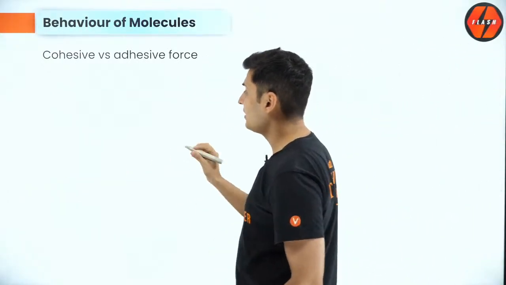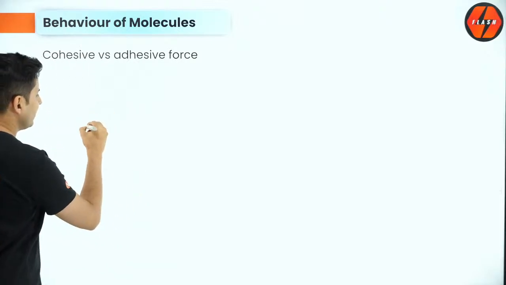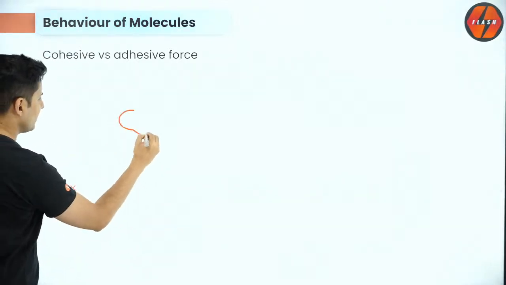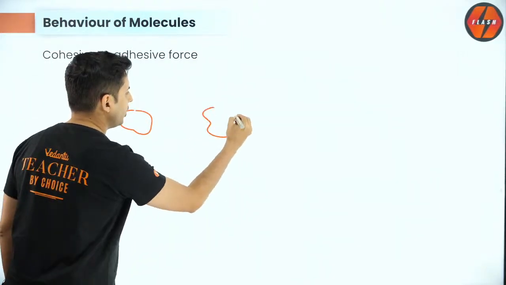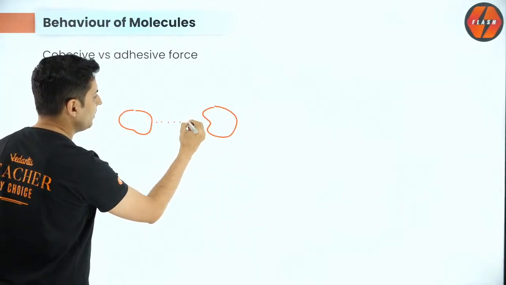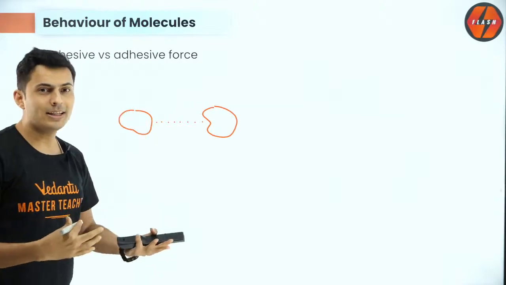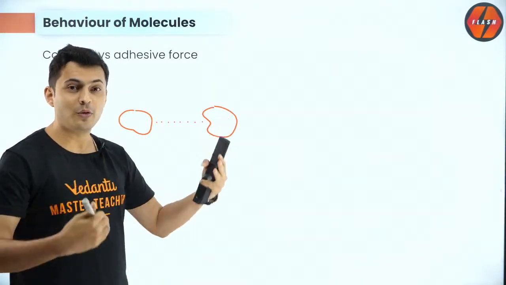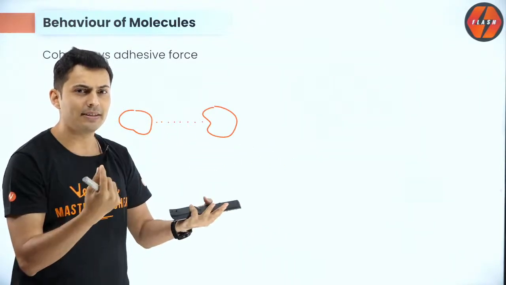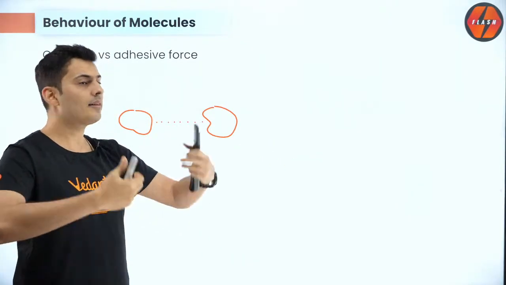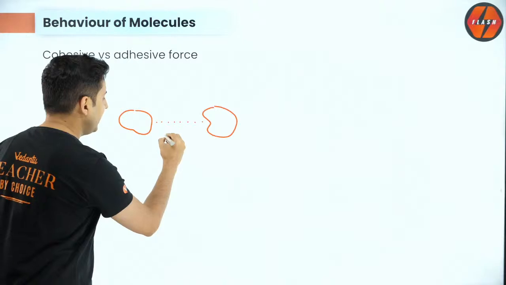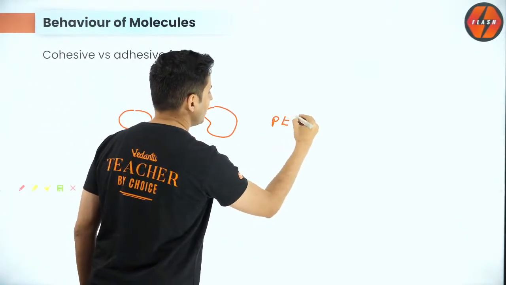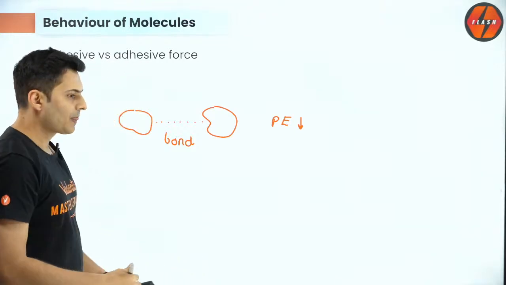Now, imagine there is a molecule over here and there is another molecule over here. If they form a bond, is it good for them? Is it going to release energy? Yes. Whenever molecules form weak intermolecular bonds with each other, it's good for them. They release some energy. Whenever a bond is formed, the potential energy of the system decreases.